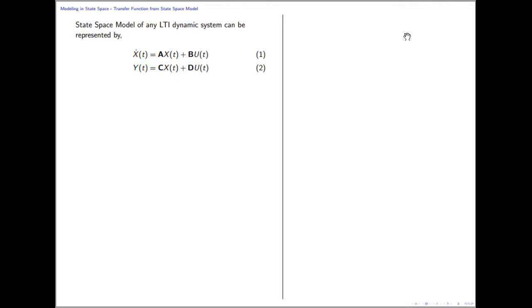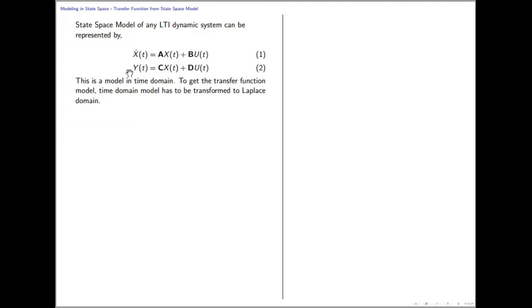State space model of any linear time invariant dynamic system we can represent in this form, okay, using the state equation and the output equation. The state space model is in time domain. To stress that point, I have used all the variables as a function of t, that is x dot of t is equal to A x of t plus B u of t, and y of t is equal to C x of t plus D u of t, where x of t is the state vector, u of t is the input vector and y of t is the output vector. Okay, so of course this is in time domain.